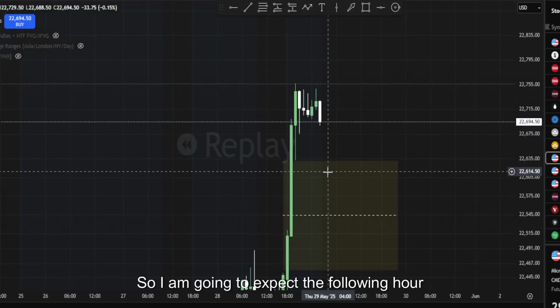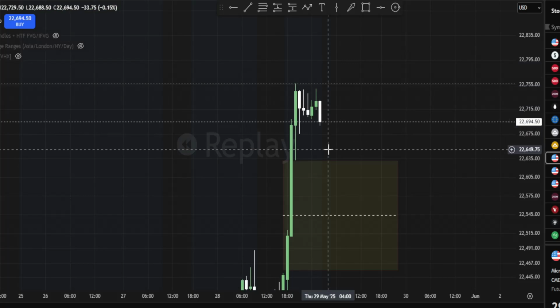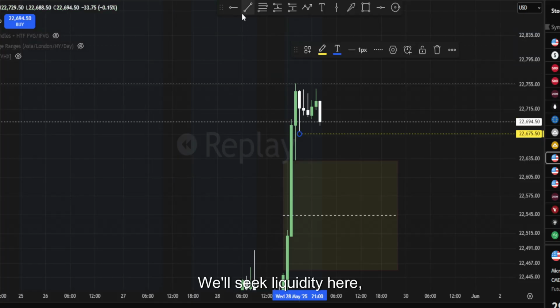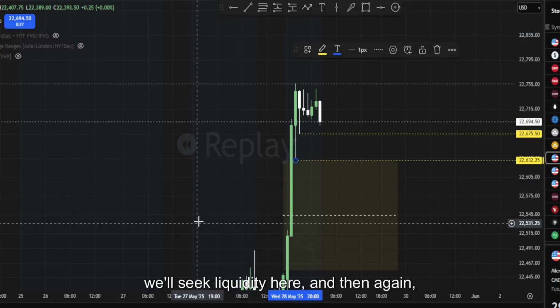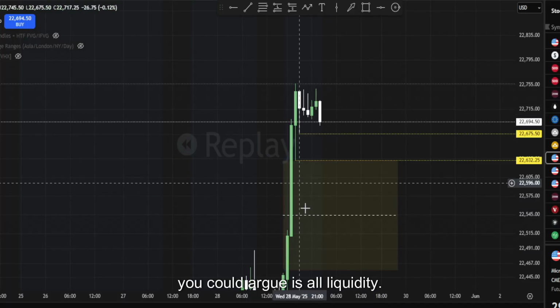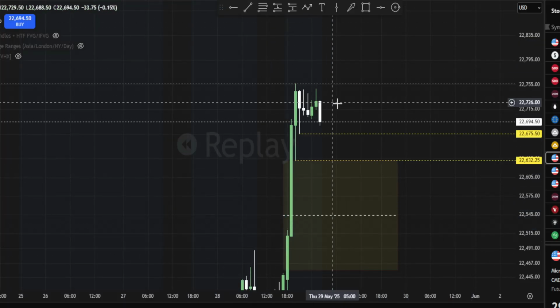So I am going to expect the following hour will be bearish. Where would we seek? We'll seek liquidity here. We'll seek liquidity here. And then again, this whole kind of fair value gap area, you could argue is all liquidity. Not argue, is liquidity.